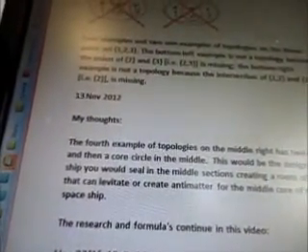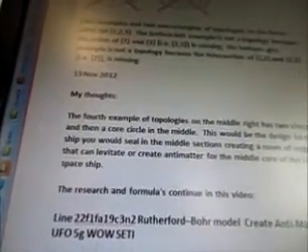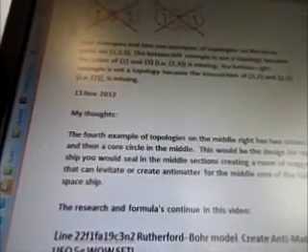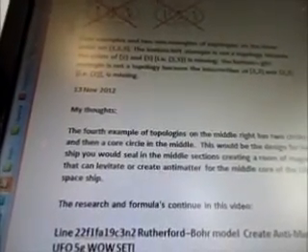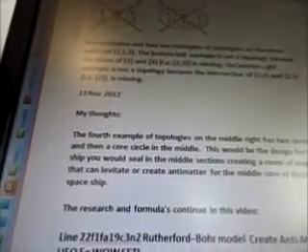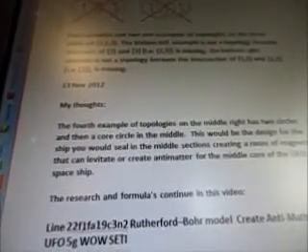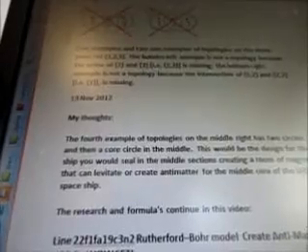So November 13th, my thoughts. The 4th example of topologies on the middle right has 2 circles, and then a core circle in the middle. This would be the design for the ship. You would seal in the middle sections, creating a room of magnets that can levitate or create antimatter for the middle core of the UFO spaceship.